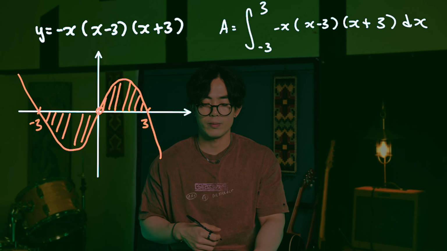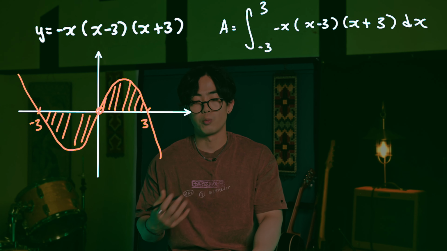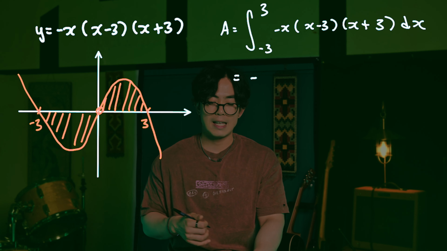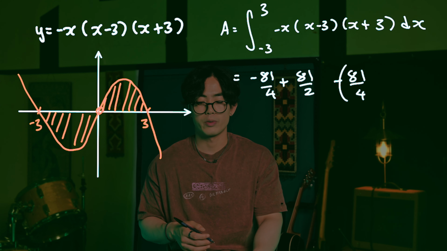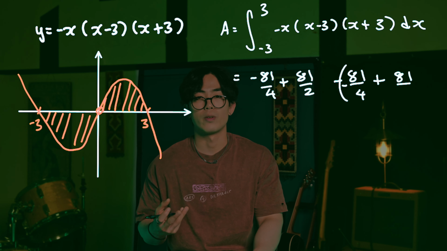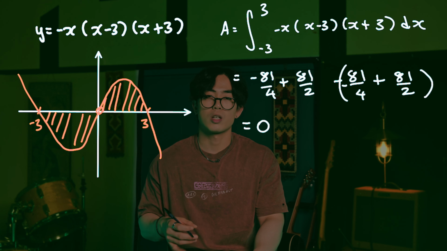So let's go ahead and do that. If you do that, then what you actually end up with is minus 81 over 4 plus 81 over 2 minus 81 over 4 plus 81 over 2, which actually reduces to 0. The area becomes 0, which doesn't really make sense, right?